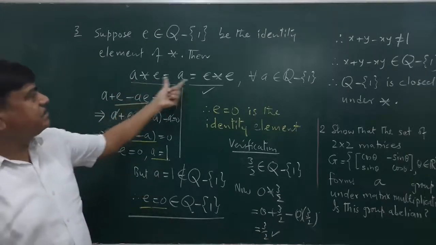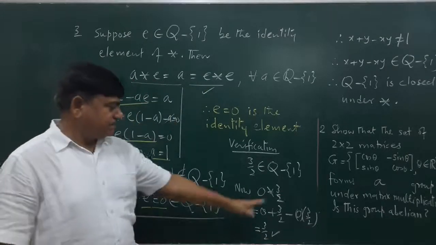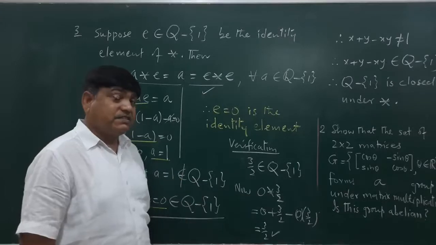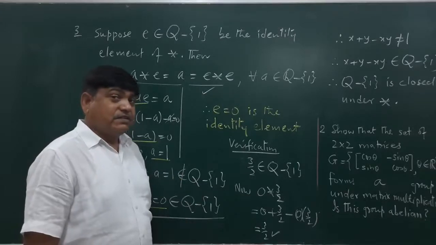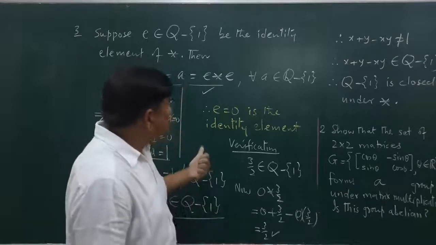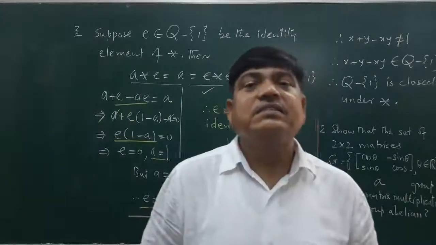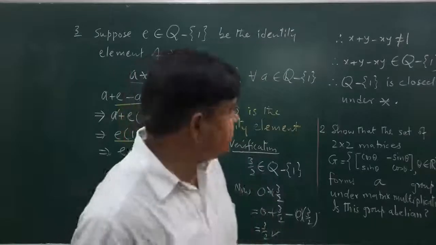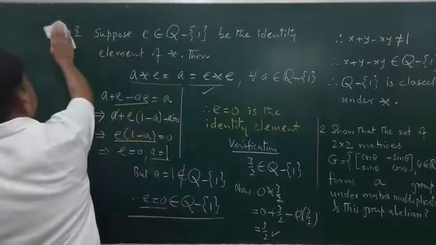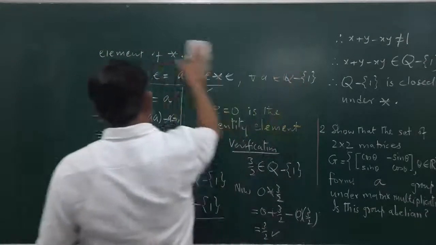Look at this, it is this. So 0 is the identity element of this binary operation. Okay. Fourth part.